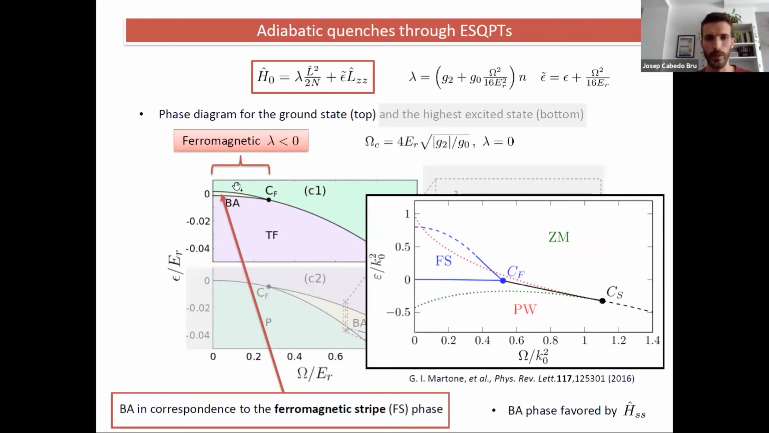And like I said, here we have the fact that this phase for this effective spinor Hamiltonian is in correspondence to the ferromagnetic stripe phase of the spin one gas, which basically shares a lot of properties with the stripe phase for the spin one half. And sadly, it also shares the property to be experimentally very hard to access. For typical gases, the region in which this phase stabilizes is very small.